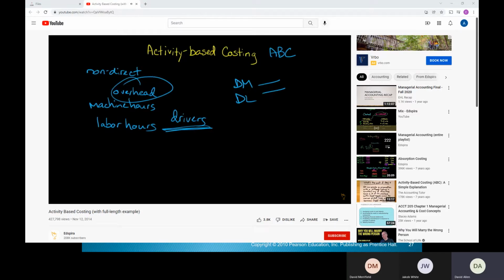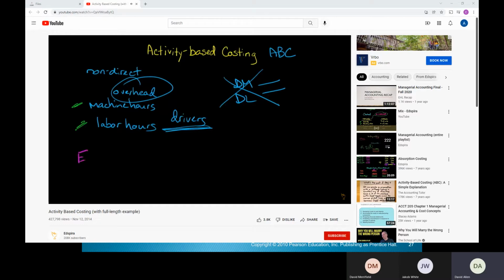Now, activity-based costing in that sense is no different. We're not getting into these direct costs. We're still trying to allocate costs. And activity-based costing is basically a different, more precise way of doing it than simply looking at machine hours or labor hours. So it's more precise, but it also takes more information. It's actually more difficult to implement. So let's just jump into an example.